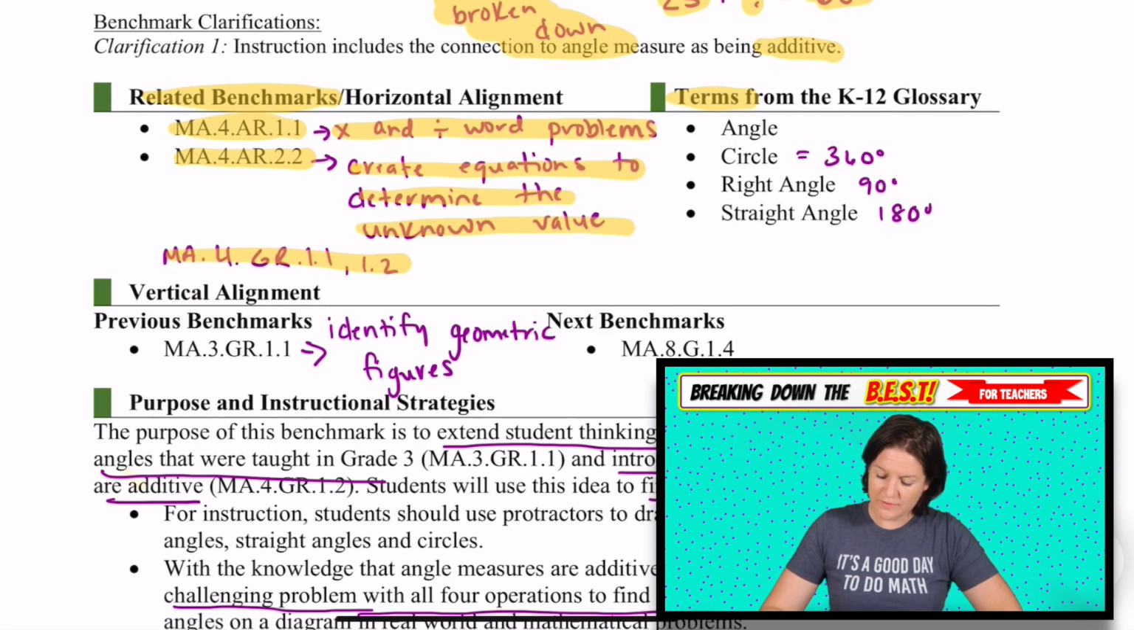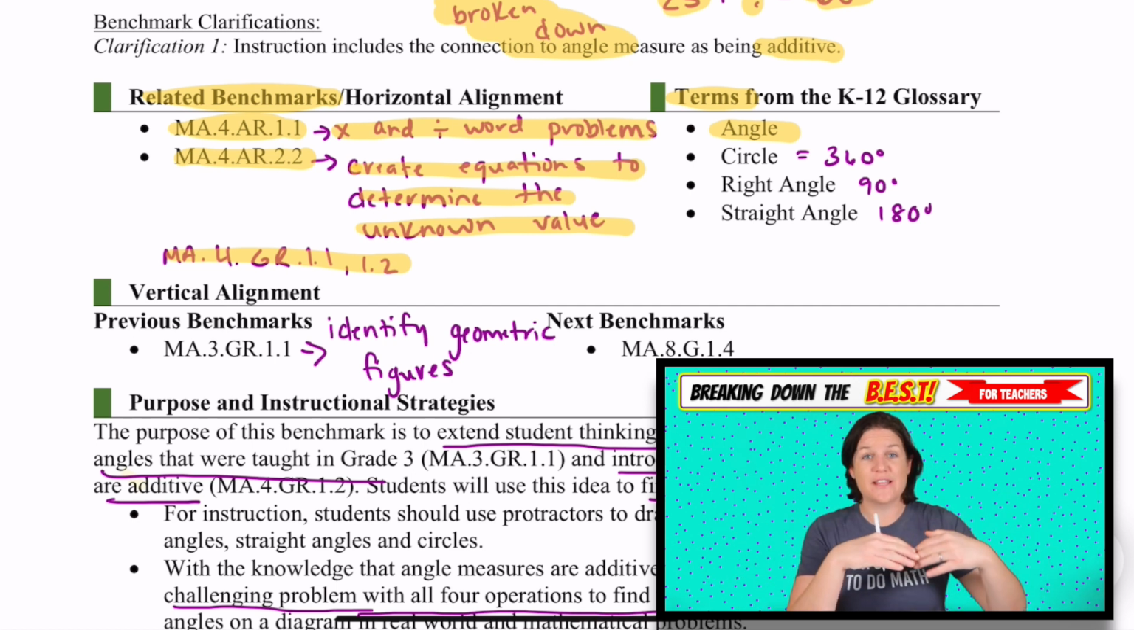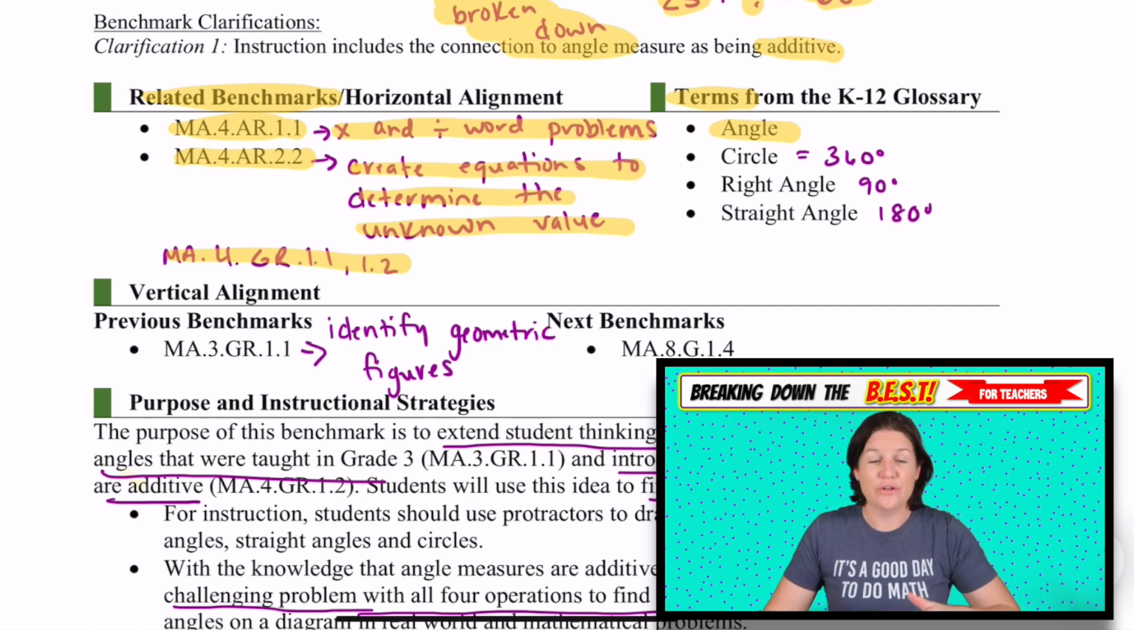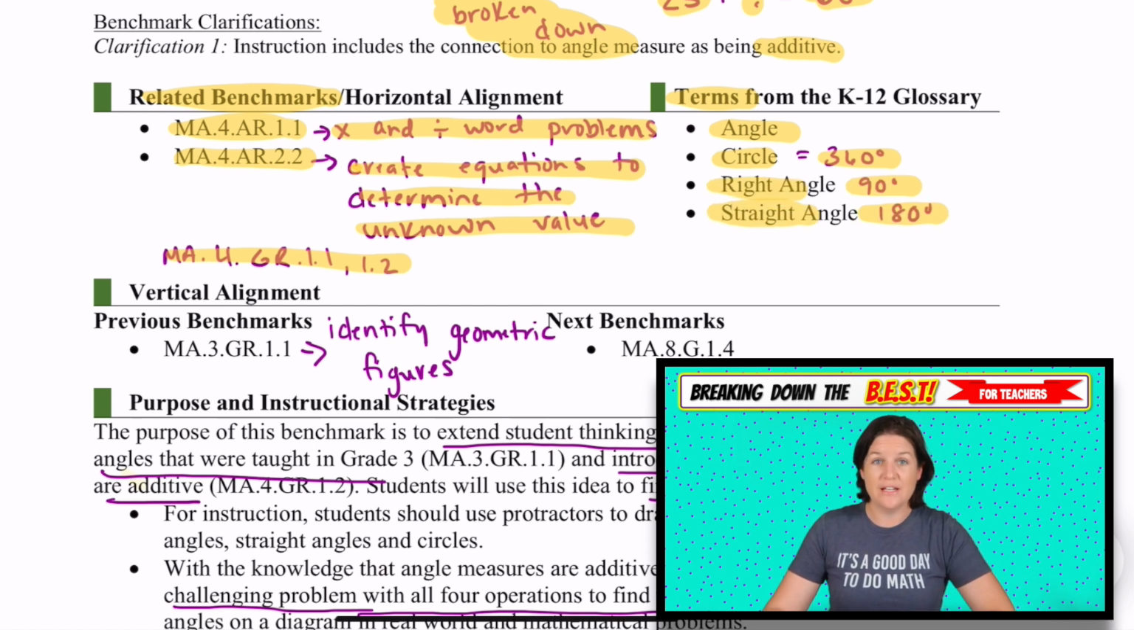Terms that you need to know, we've got angles. That's where two rays meet at a point, or a vertex, and then we're measuring the angle, the space in between the rays. It's important to know that a circle is 360 degrees, a right angle is 90 degrees, and a straight angle is 180 degrees. Our students will need to know those specific degrees to help with this standard.